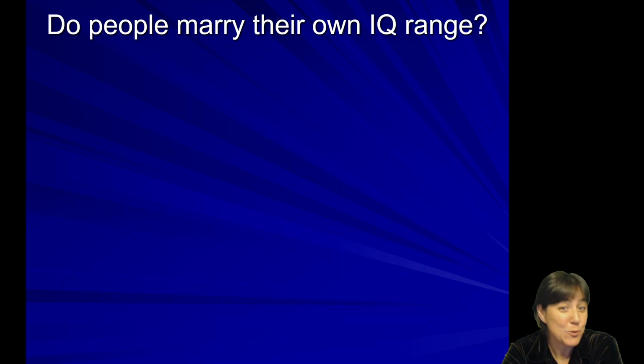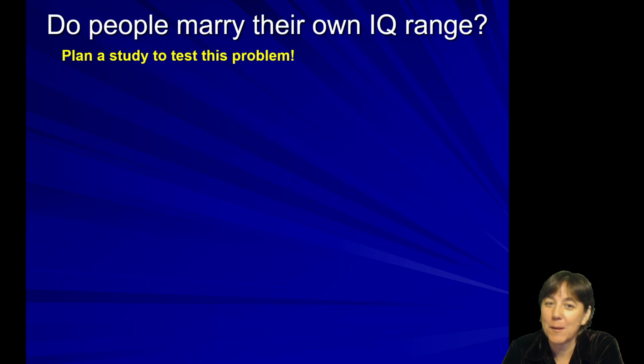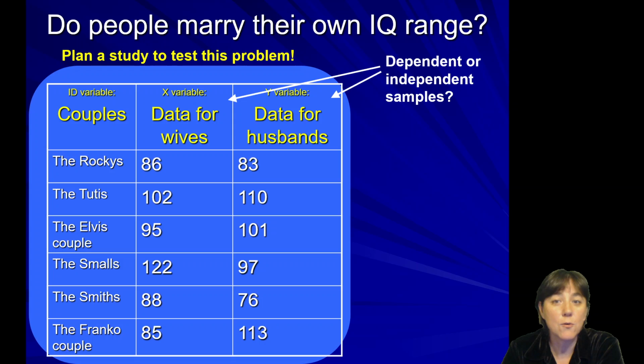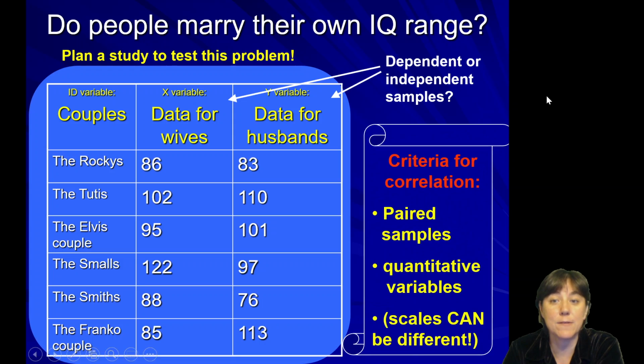Question: do people marry their own IQ range? Plan a study to test this problem. Stop the video and put together a little case variable matrix, some variables to check. First question is, will you use a dependent or an independent sample? This is a very important step. And whenever you do correlation analysis, you need paired or dependent samples. That's the criteria for correlation.